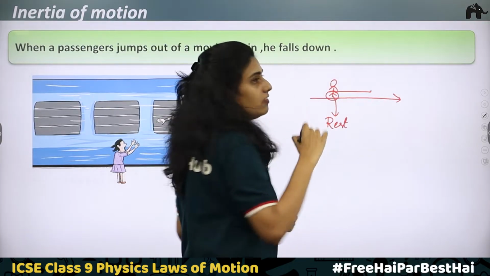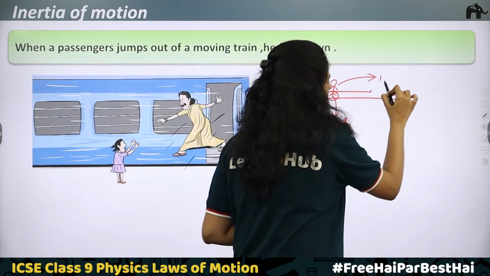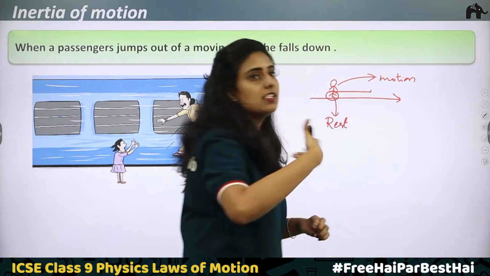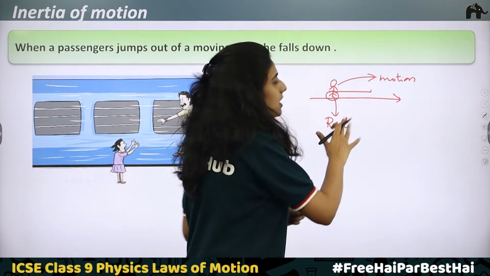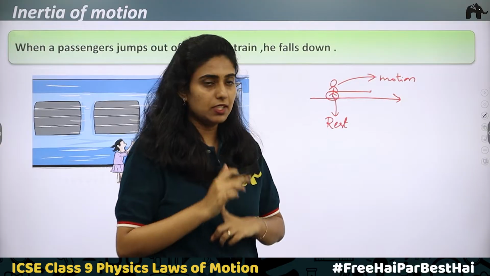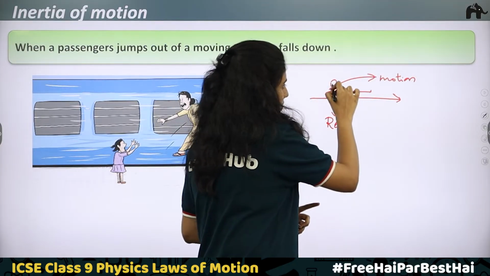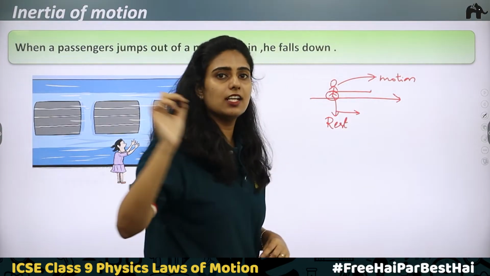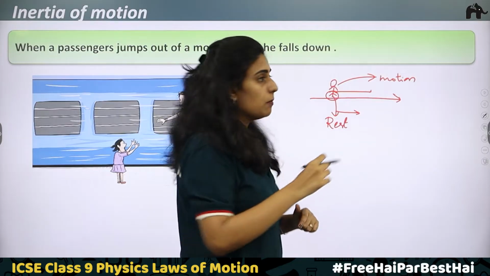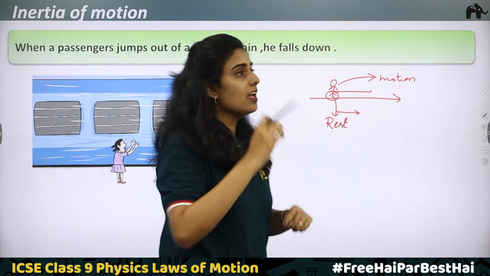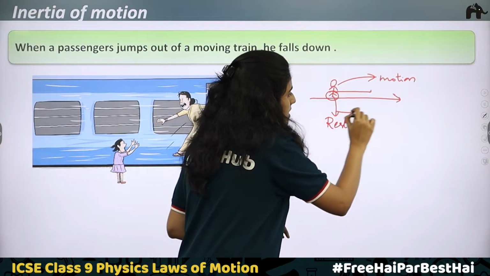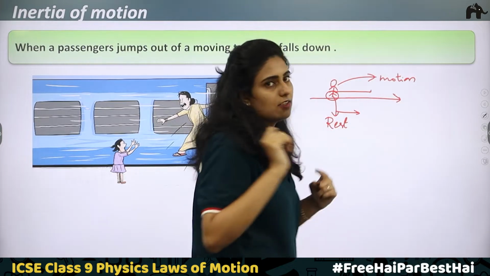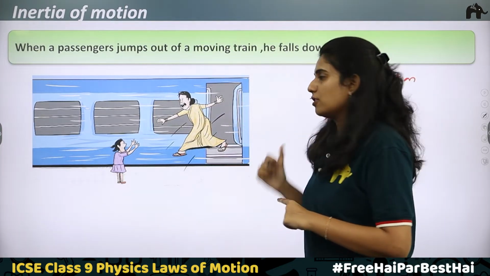But the upper part of the body will have a tendency to continue in its state of motion because of inertia of motion. Okay, with the train it will have a tendency to move forward. So due to this reason, he may fall. To avoid this, what can be done? Once you jump out of the train, for some distance you should run along the direction in which the train moves. Okay, the motion of train. You have to run in the same direction as the motion of the train for some time. Only then you can prevent falling when you jump out of a train.